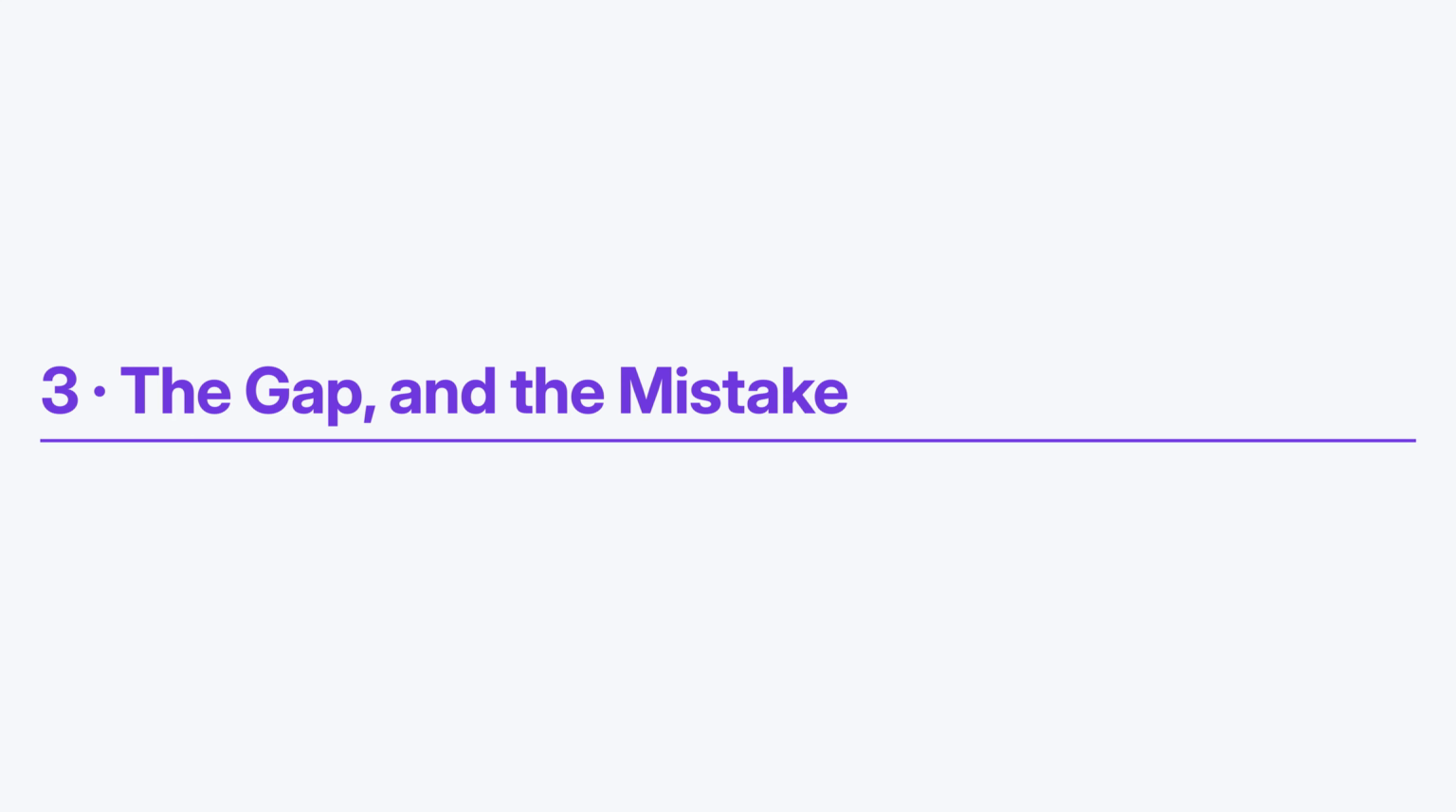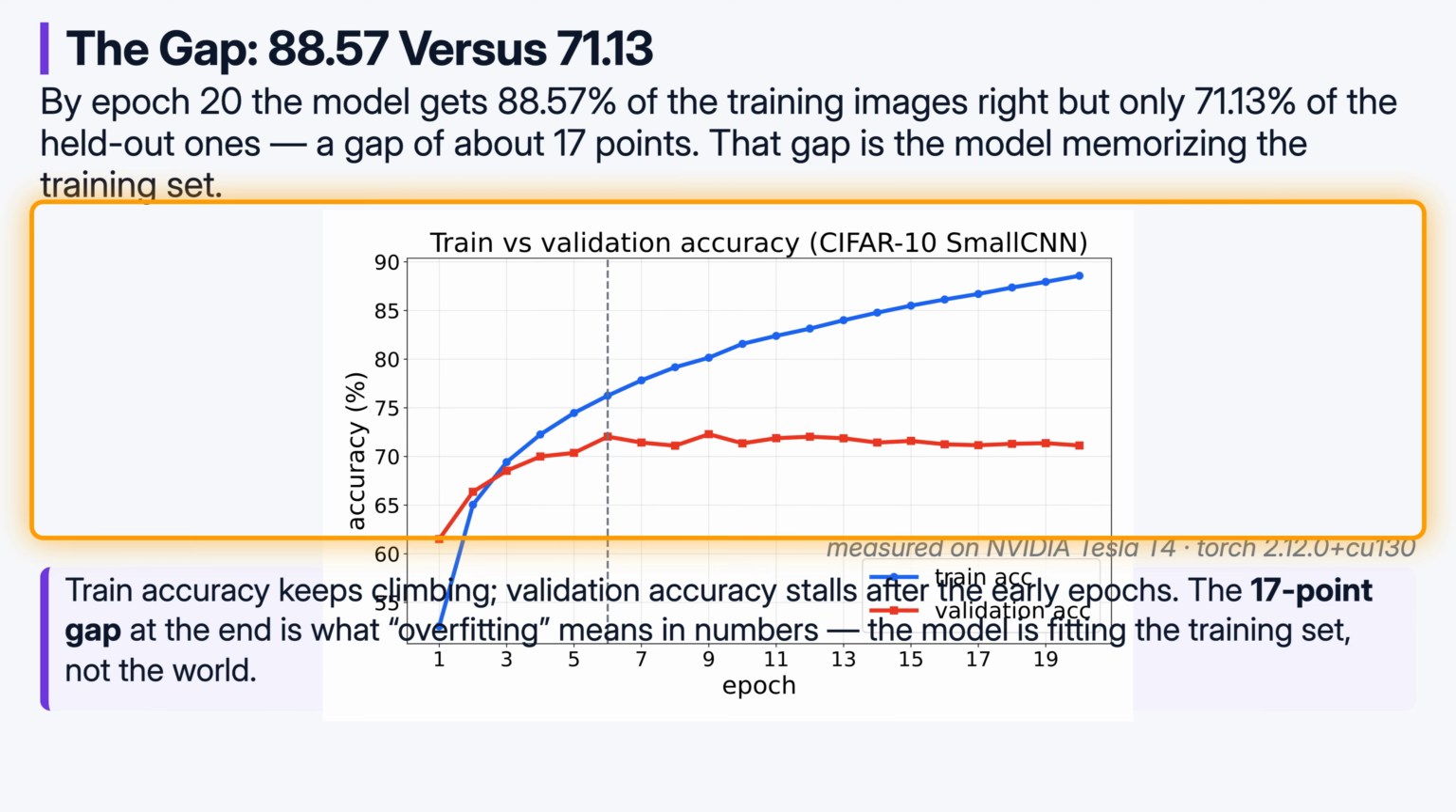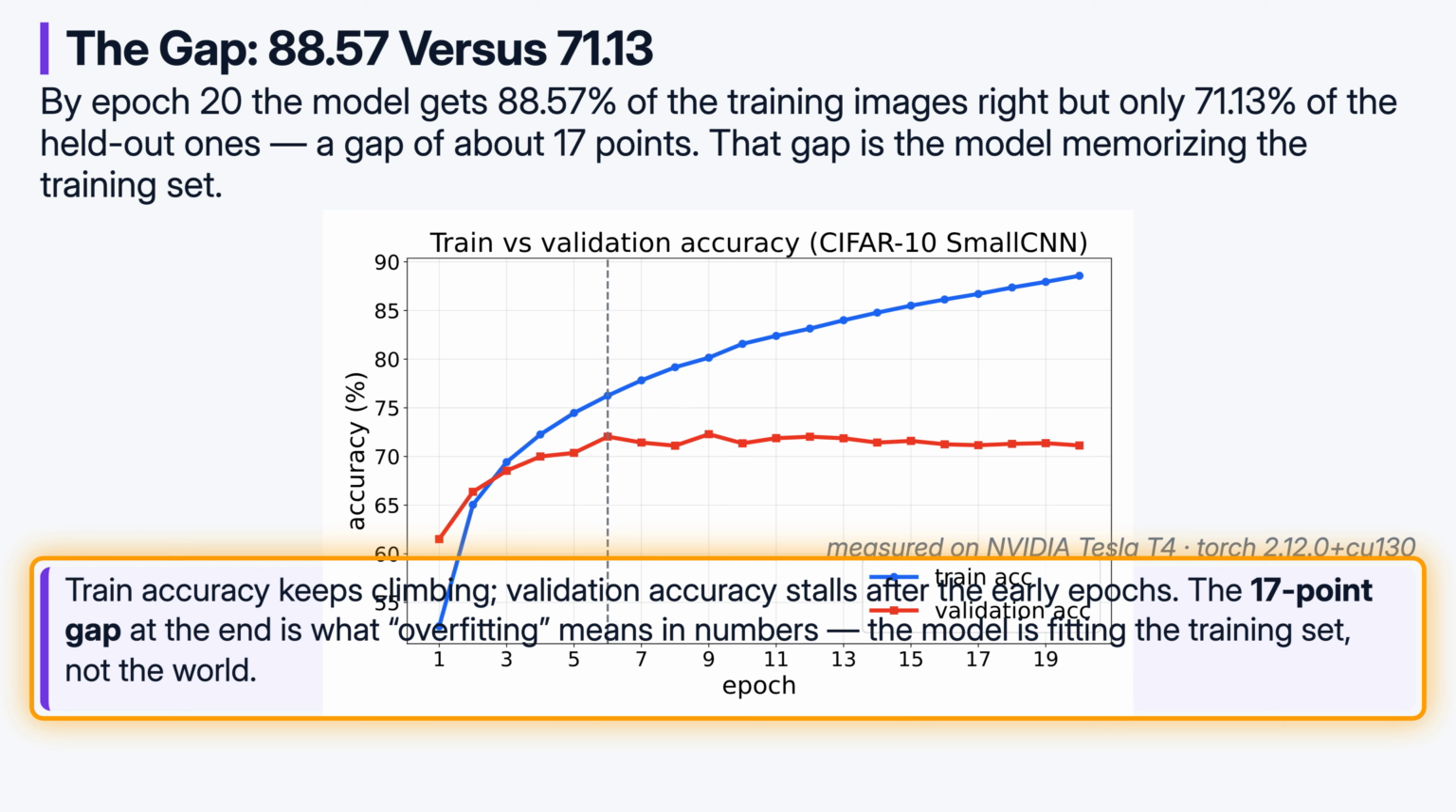Now the gap and the one mistake. Now the same run in accuracy. By epoch 20, the model gets 88.57% of the training images right, but it gets only 71.13% of the held-out ones. That is a gap of about 17 points. The training accuracy keeps climbing because the model is memorizing its training images. The validation accuracy, the honest score, flattens out after epoch 6. That 17-point gap is what overfitting looks like in numbers. The model is fitting the training set, not the world.